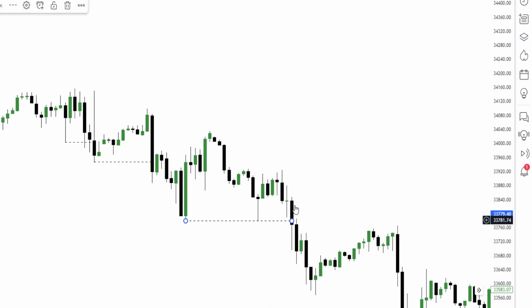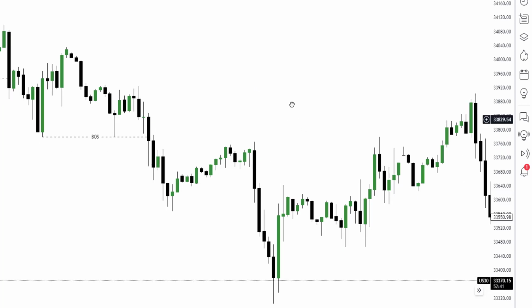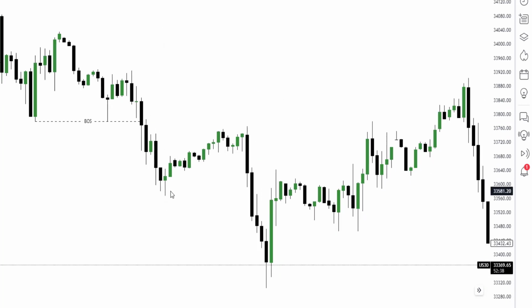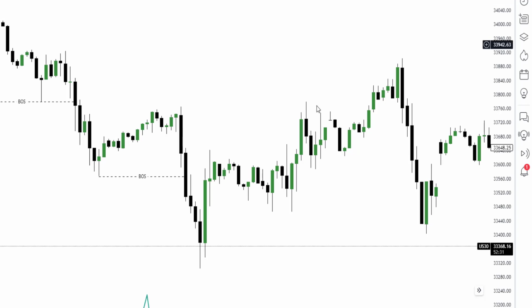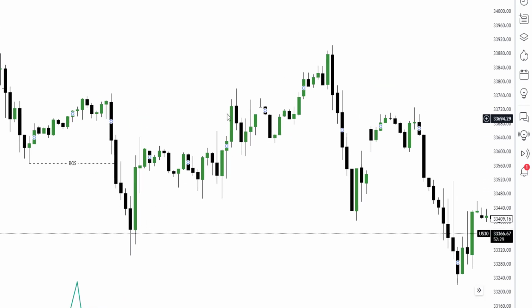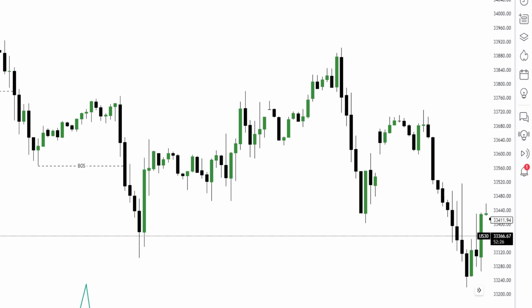So break of structure again to the downside. Every time price does that, it is a break of structure. Don't forget, a break of structure is something like that. So another one: price created a low, and then we closed below it. Is that a break of structure? Absolutely, break of structure.